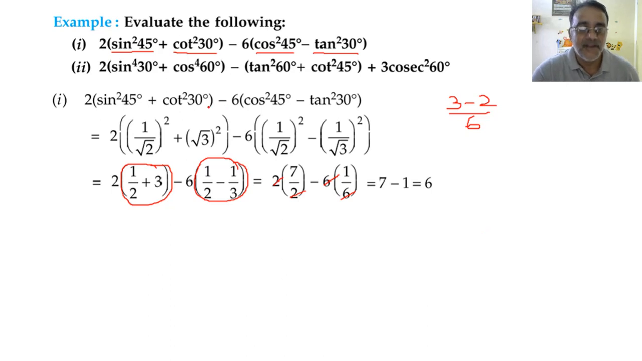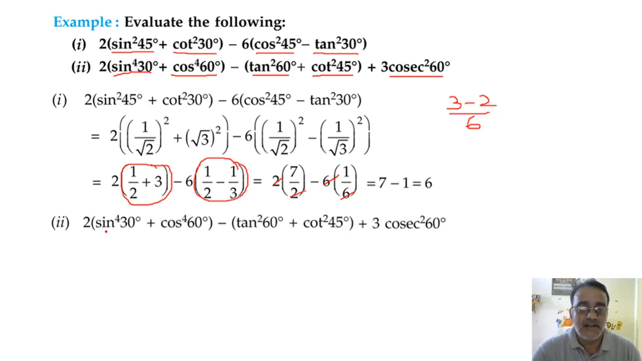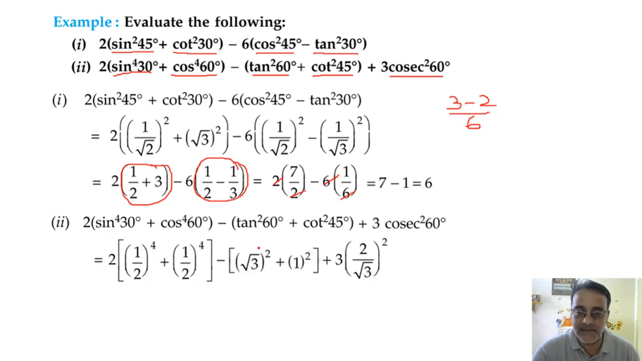No, sir. Okay. So now we'll do the second bit. What is sin 30 degree? 1 by 2. What is cos 60 degree? 1 by 2. Tan 60 degree? Root 3. Very good. Cot 45? 1. Cosec 60 degree? 2 by root 3. Very good. Now we are going to substitute the values. Sin 30 was 1 by 2, cos 60 also 1 by 2, tan 60 root 3, cot 45 1 and cosec 60 is 2 by root 3.